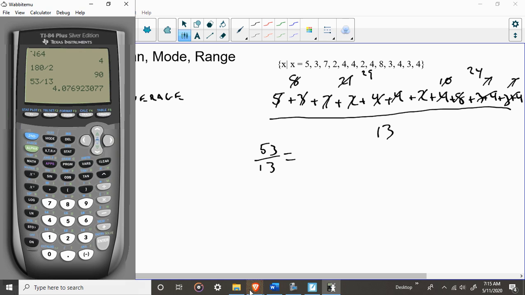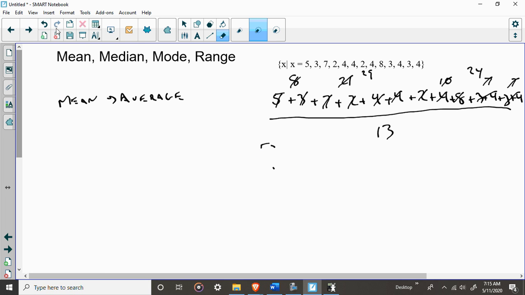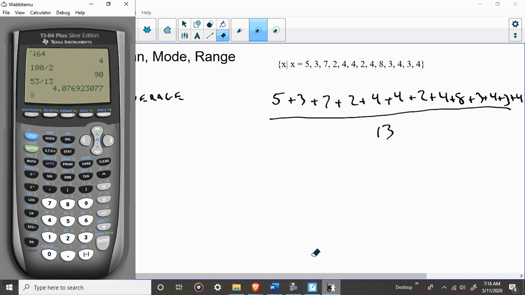I know a lot of you guys are very big on just plugging the numbers into the calculator, which is all well and good. You just need to be a little bit smart about this. If you just go into the calculator and type 5 plus 3 plus 7 plus 2 plus 4 plus 4 plus 2 plus 4 plus 8 plus 3 plus 4 plus 3 plus 4, and do this divided by 13, you're going to get the wrong answer.